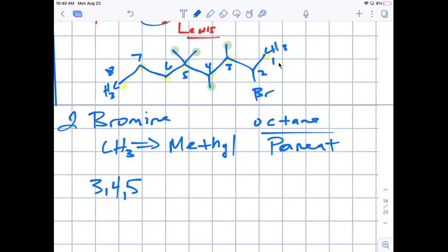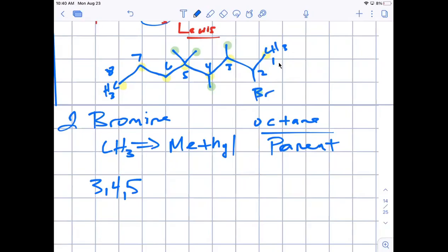Wait, why are we starting from that end? Because I thought we were starting from the other end at first. Well, that was just to number the carbons. We weren't really trying to name it, we were just numbering them so we can know where to put everything. But when you're trying to name it, you got to start at the end where your first substituent shows up. In this case, it's bromine on carbon 2. Okay, thank you.